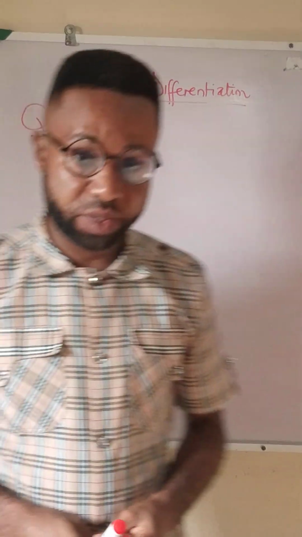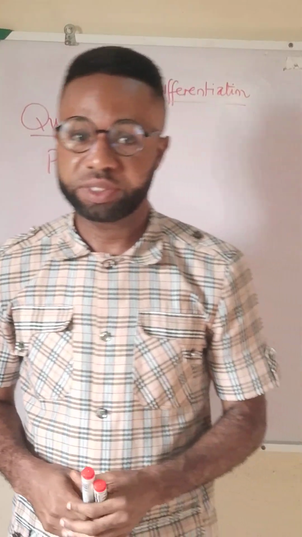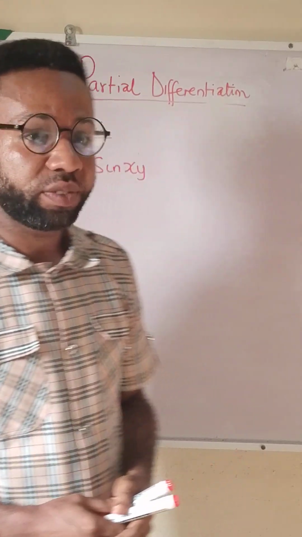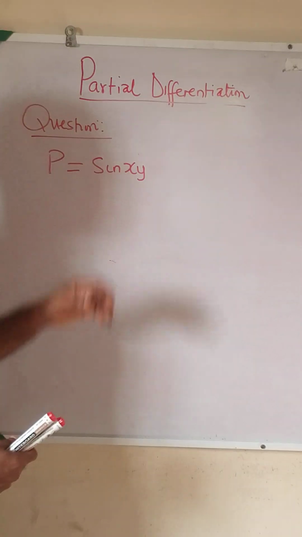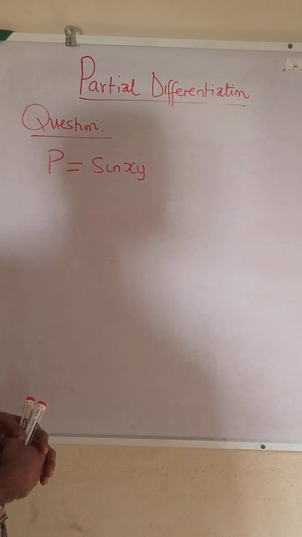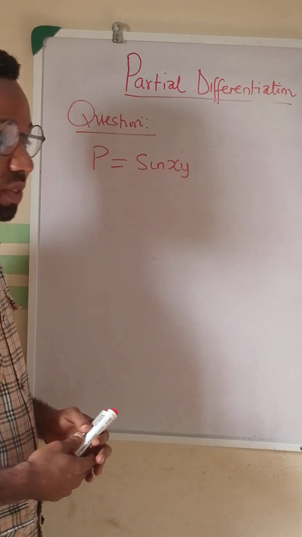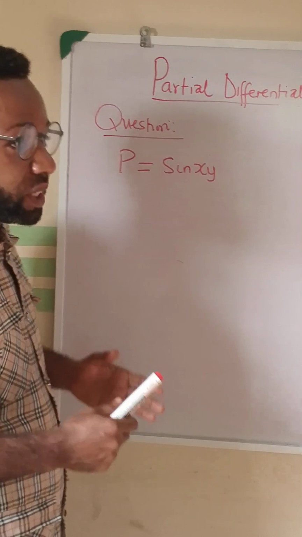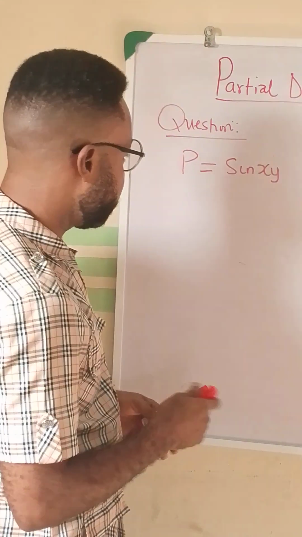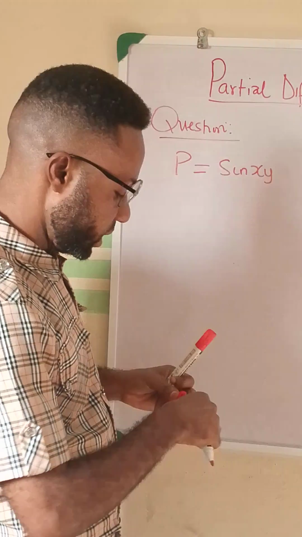Okay, hello viewers, we are still looking at partial differentiation, and we've been given a question that p equals sine xy. If you look at this question, it's a typical example of a function of a function, and so we are going to treat it as a function of a function while we differentiate it partially.